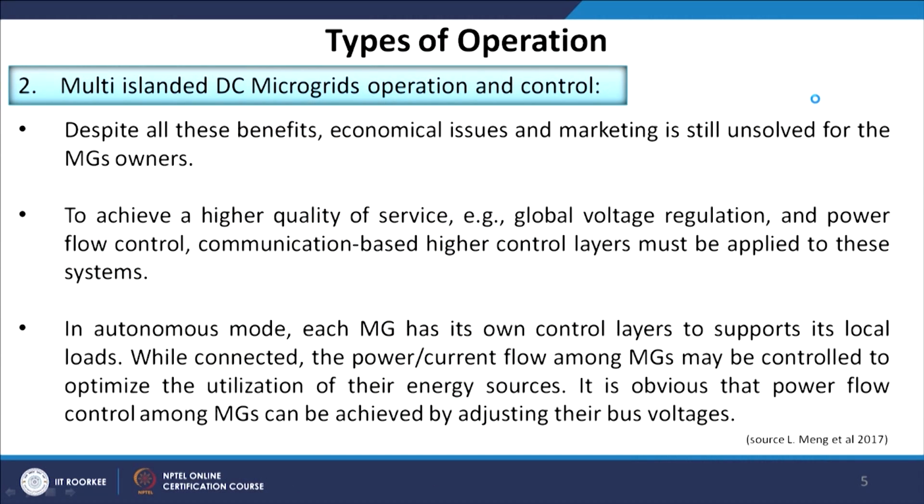In case of autonomous mode, each microgrid has its own layer of support for its local loads. While connected, the power flow among microgrids may be controlled to optimize the utilization of their energy sources. It is obvious that power flow control among microgrids can be achieved by their bus voltages. Means, if you wish the power to flow from microgrid 1 to microgrid 2, then we have to adjust the terminal voltage of both the microgrids in such a manner that power can flow, because as we know, the power flow between two buses is proportional to the terminal voltage of both the buses.